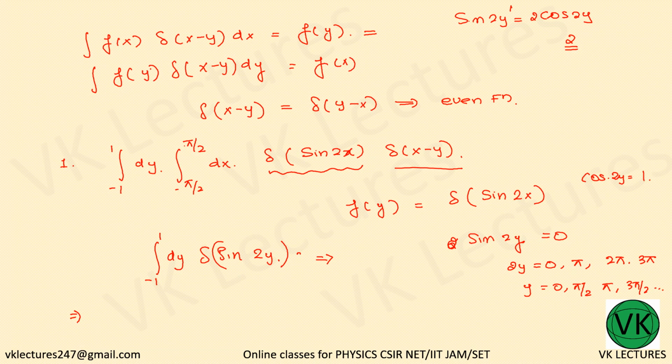So for sine 2y, this becomes the integral from minus 1 to 1 of delta of y minus 0 dy divided by 2. Now y stops at y equal to 0. The next term is pi by 2, which is greater than 1. That's why it's not there. So delta of y minus 0 gives 1. So the answer is 1 by 2.